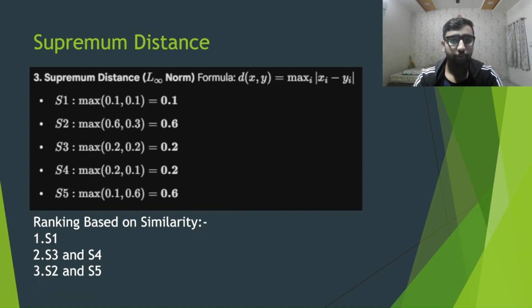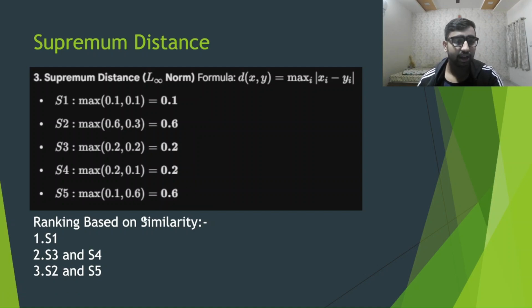Now moving on to the supremum distance. The formula for supremum distance is the maximum of the absolute differences between corresponding values of two data points. Hence, we'll calculate the absolute difference between each of the values in the given data point and the data points which are already available with us. Then we'll find the maximum of the absolute differences, and that would be our supremum distance for each data point. After performing the calculation, we get the following results.